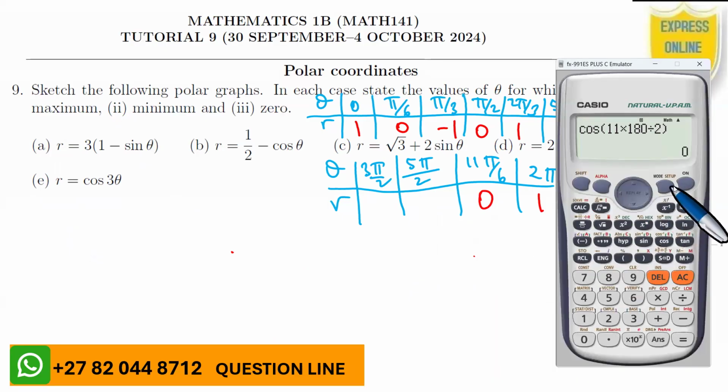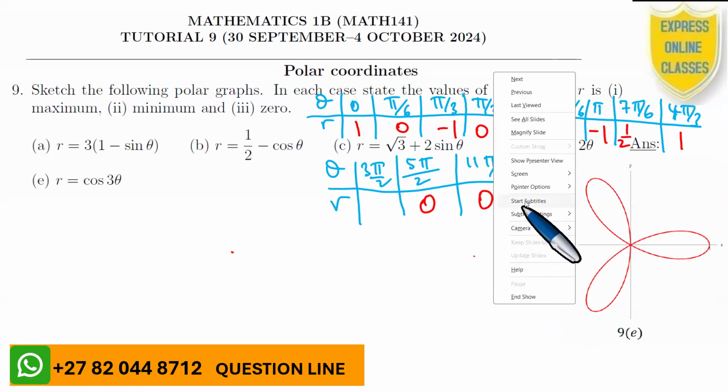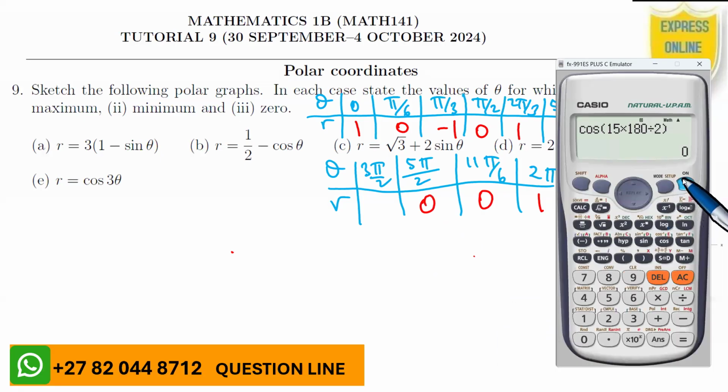So now you have 15 times 180. 15 times 180 divided by 2, 0. Then 9. Cosine 9 times 180 divided by 2. 9 times 180 divided by 2, 0.